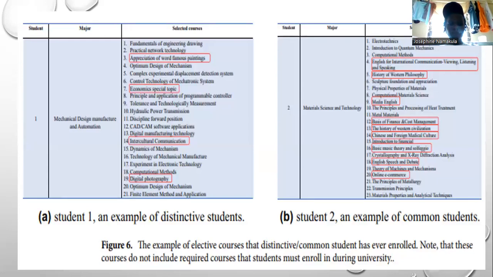The blue bars in this Figure 6 represent examples of course selection of distinctive students and common students, which are used to further evaluate the findings. The courses highlighted in red boxes are unrelated to the majors and are general educational courses.